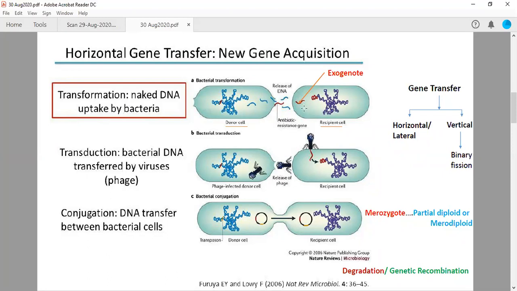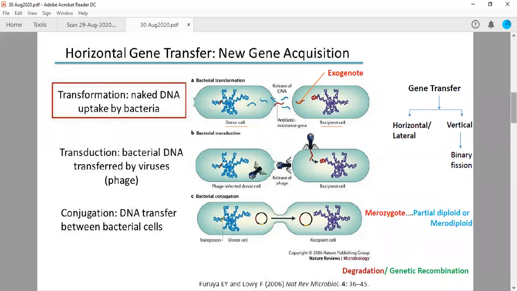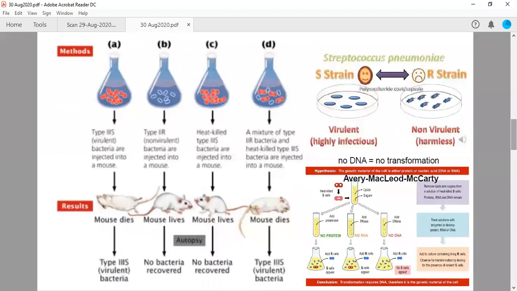When it is inside the recipient cell, it is known as exogenote because it is coming from outside, and the blue section, which is the chromosome of the recipient bacteria, is known as endogenote. There are two possibilities: either it will be degraded, or it will be integrated into the endogenote to make a recombinant bacteria. So either degradation or genetic recombination. Both ways are possible.